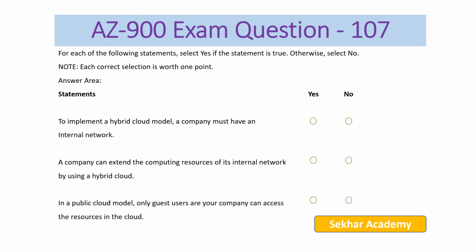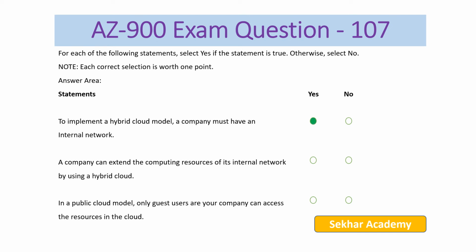AZ-900 exam question number 107. For each of the following statements, select yes if the statement is true, otherwise select no. Note each correct selection is worth 1 point. In the answer area, we have the statements. First statement is: to implement a hybrid cloud model, a company must have an internal network. The options we have are yes and no. The right answer is yes.